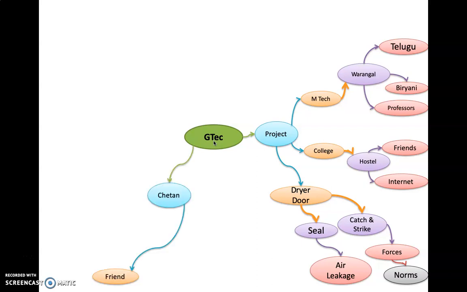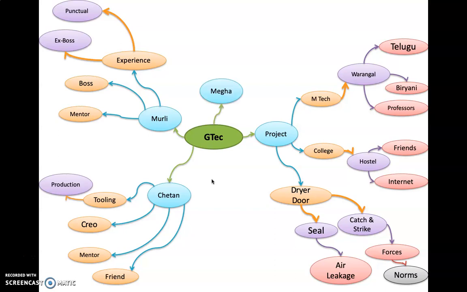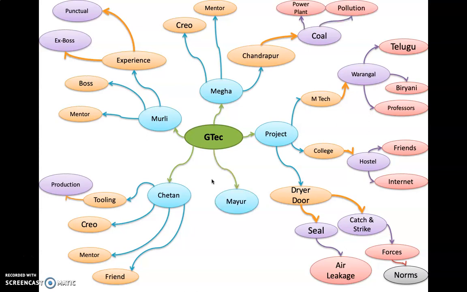Then he knows Chetan very well, who is his friend and mentor, and he knows Creo very well, tooling, production. Then he knows Murli, who is also associated with GTech. He talks about all the things related to the GTech company only. Mentors, boss, experience, he is punctual, ex-boss. Then he knows Mega, who knows Creo, a mentor, and Chandrapur Kool. So these are the things he has elaborated related to GTech company only. He has prepared the mind map of GTech company related to his projects and his colleagues Murli, Mega, Chetan, Mayur, and what their characteristics are. So this is the whole map of the GTech company.